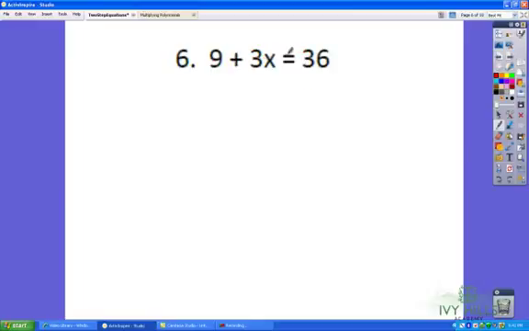For number 6, 9 plus 3x equals 36. The first thing I want to do is subtract 9 from both sides, and I will get 3x equals 36 minus 9, which is 27. If I divide both sides by 3, at this point I will get x equals 9.